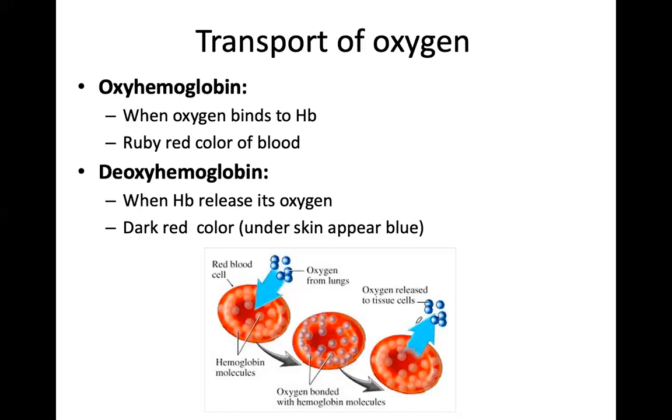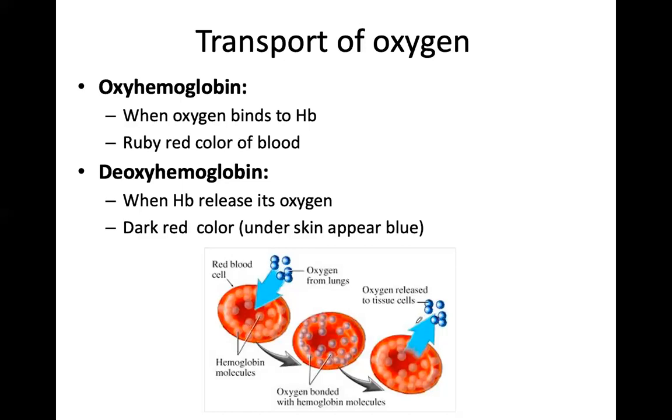Now, the next thing that we have is, what if your hemoglobin drops off its oxygen? As it starts to drop off its oxygen, it's referred to as deoxyhemoglobin. Again, break down the word for yourself. De means lack of, oxy means oxygen, hemoglobin. So basically, it's a hemoglobin that lacks oxygen. Now, this type of hemoglobin would appear as dark red, and what we will see under our skin as a result of light reflection is a bluish color.